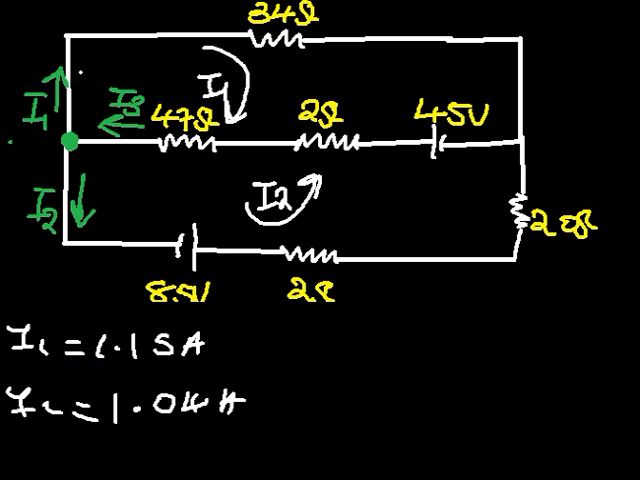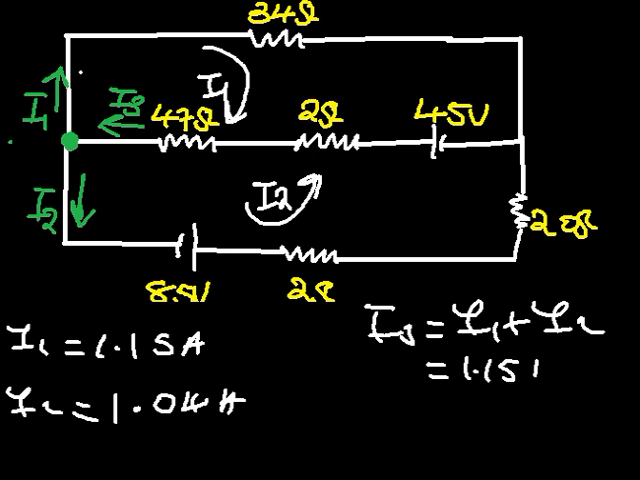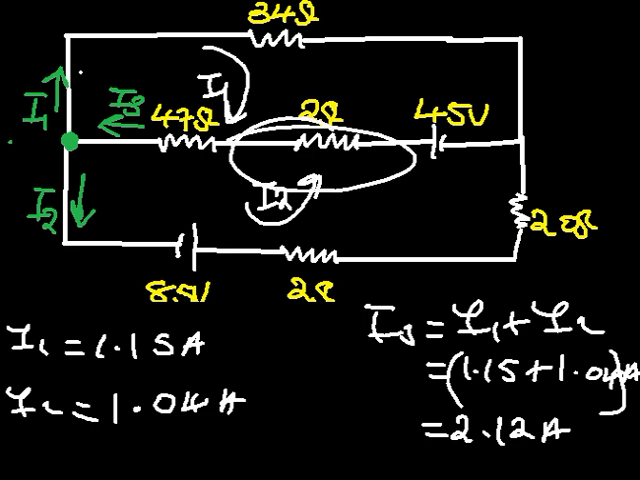So we have the formula I3 is equal to I1 plus I2. In that case, we'll have I3 as 1.15 plus 1.04, should be in amps. Of course, it has to be in amps. That will be 2.19 amps. So that is the current flow on the middle branch.